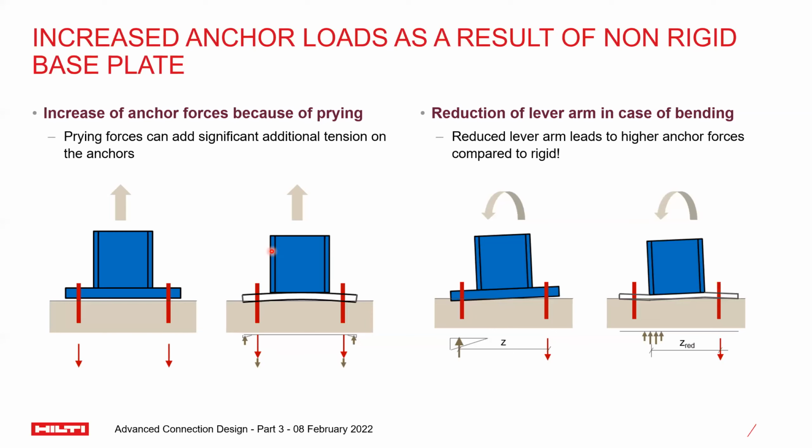Again, same thing for the tension. Basically, these prying forces are also added, so these cause extra forces on the anchors. And for the moment, again, same thing. Force multiplied by the moment arm equals our moment, right? So if you have less moment arm, then we have to have more force on the anchors.